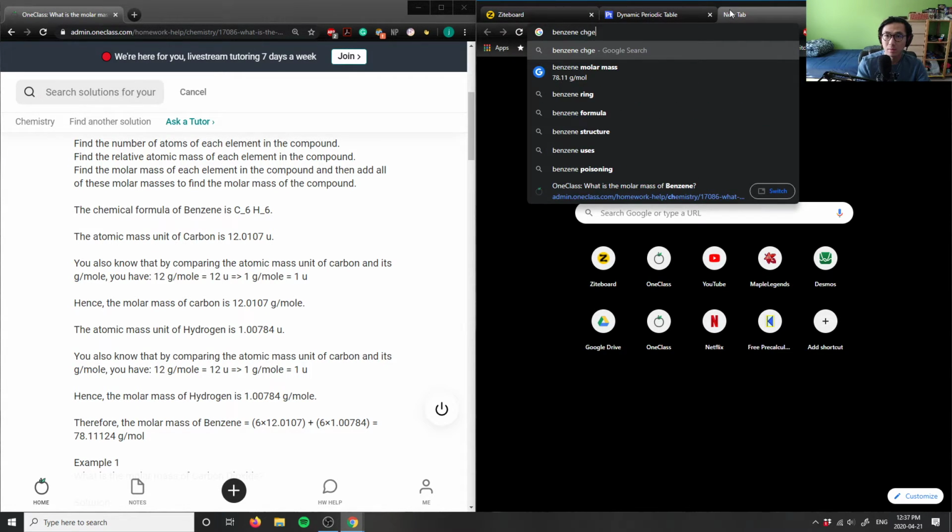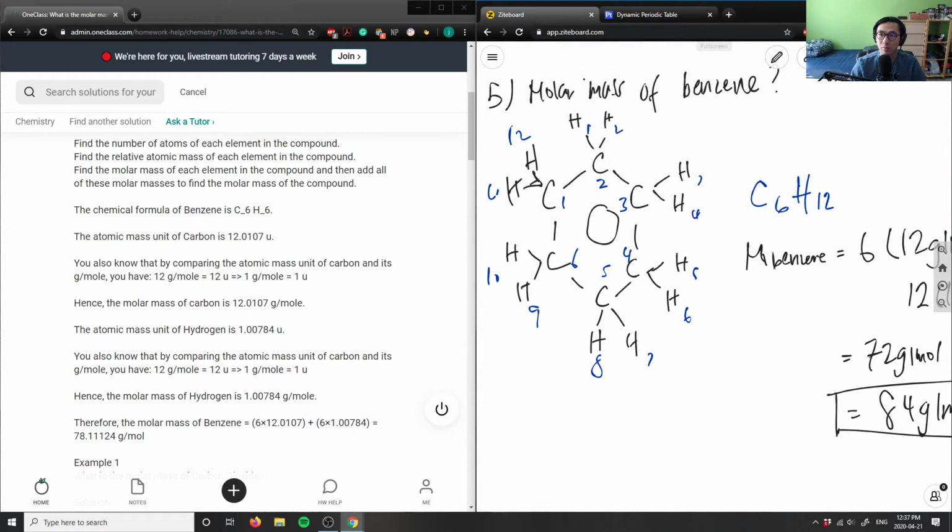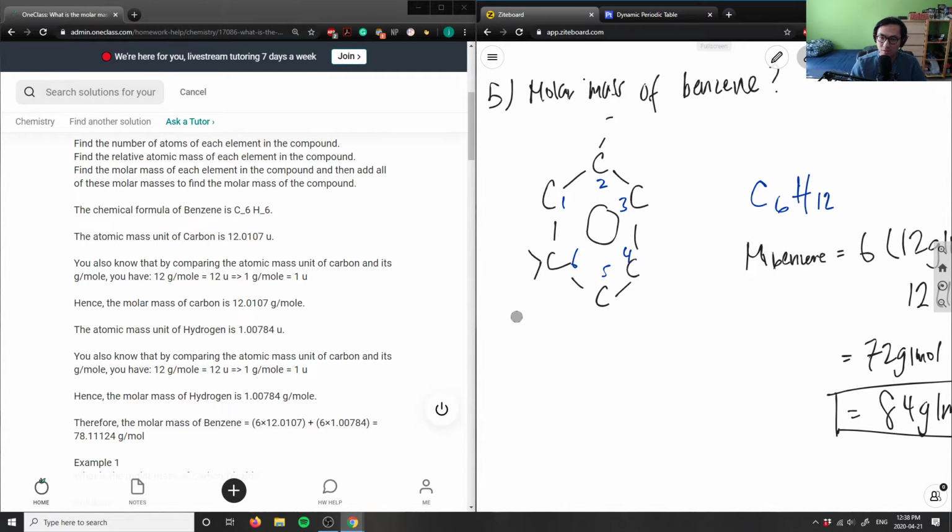Benzene, or it actually has benzene molar mass already. Or actually no, hold up. Benzene is C6H6. Oh, that's my bad. It's only bonded to 1 carbon? Oh, that's my fault. I guess my hydrogens are wrong. Sorry. I thought it's bonded to 2. Give me a second. Let me just check this.